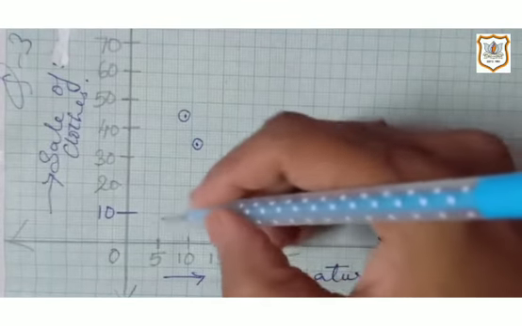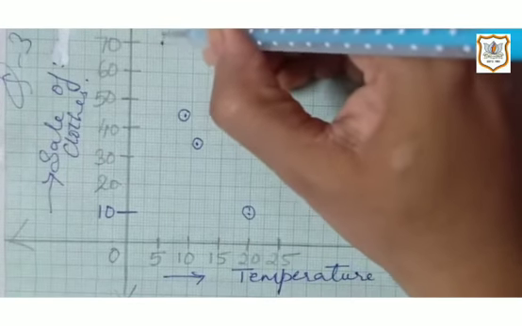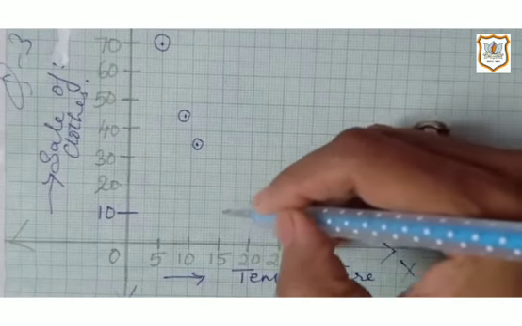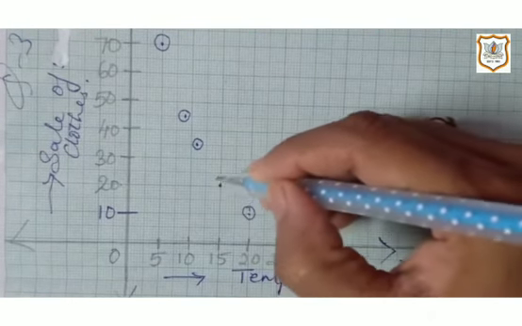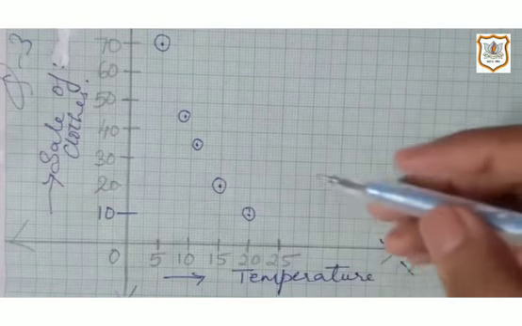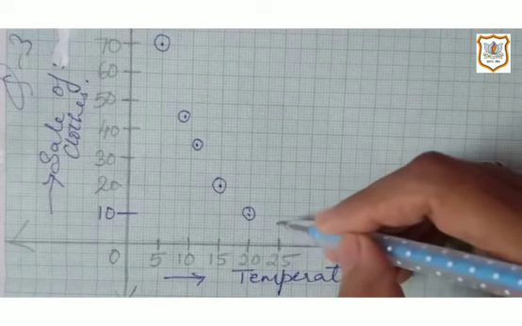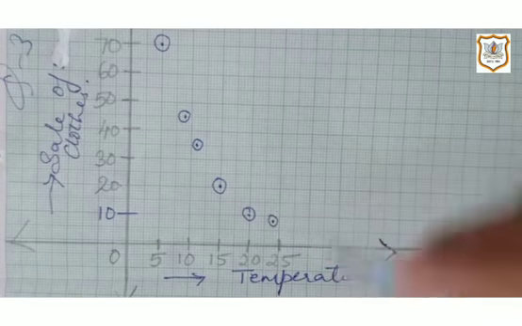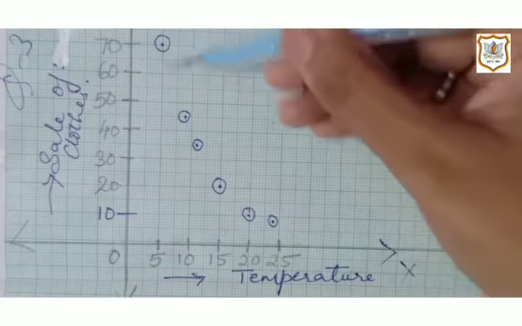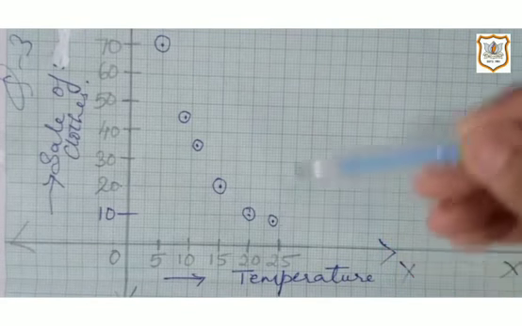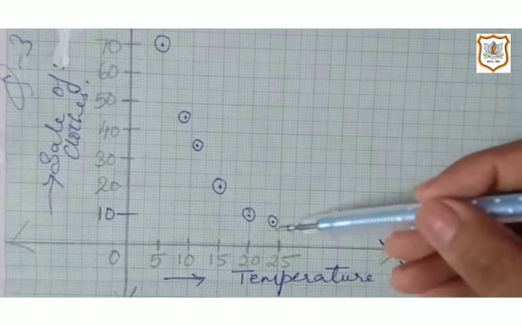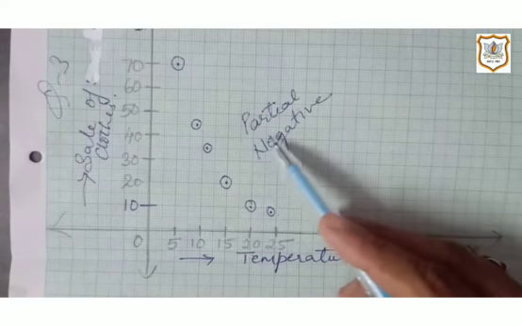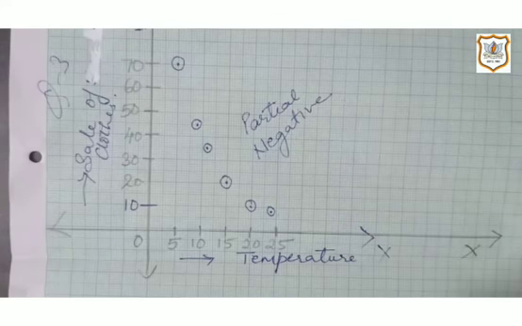The next is 5 and 70. So this is the point. Next is 15 and 20. So this is 15 and here it is 20. The last value is 24 and 8. So this is the value. Now what do you observe? See, the values are in decreasing order. Again, not on the same line, but near about the same line. So this correlation is partial negative correlation.